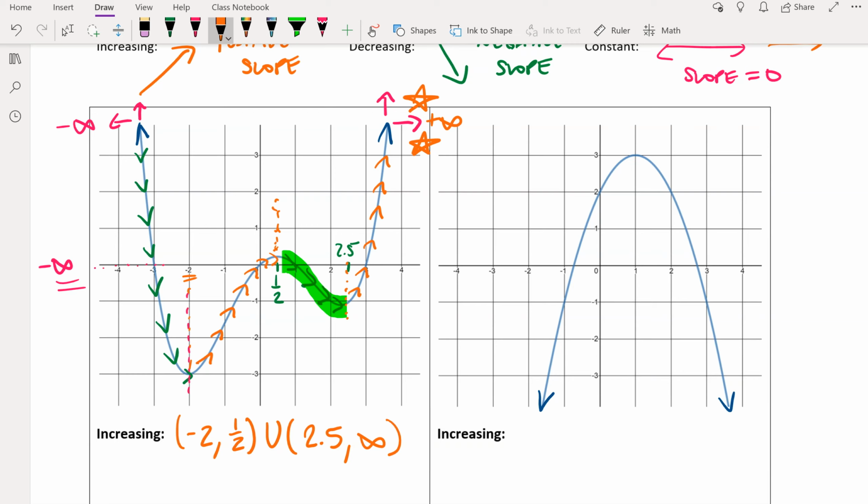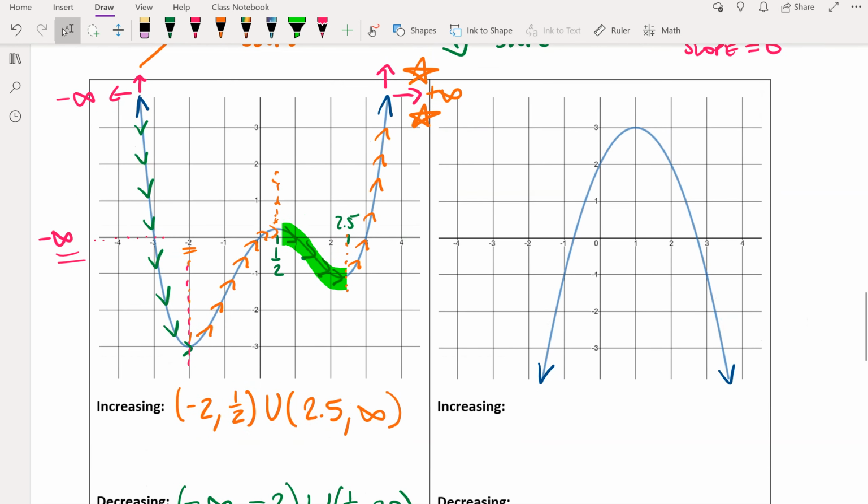Okay, let's see. I'll do one more. Increasing, decreasing. Let me draw my little arrows. Remember, you're going from the left to the right. So we are starting on this side. We're going up, up, up, up. We have positive slopes all the way till there. Then we transition to going down, down, down, down, down, down, down.